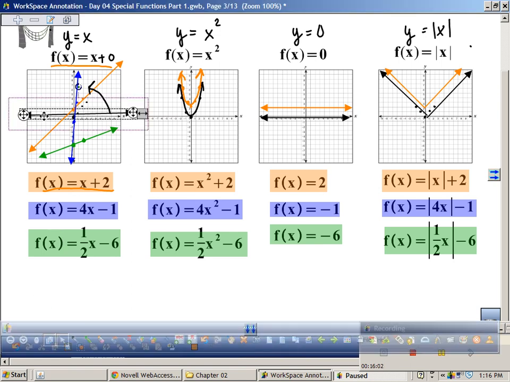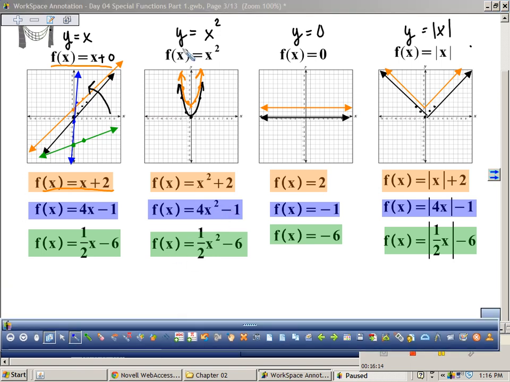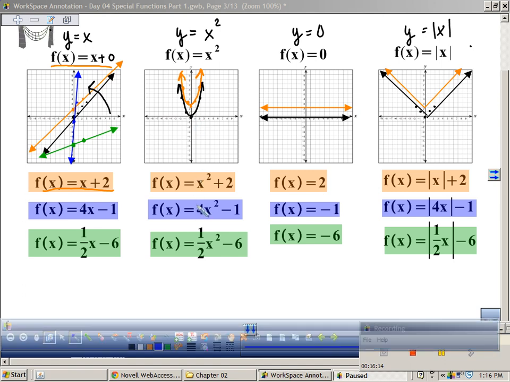All right, let me put my line back where it's supposed to be. It's supposed to be right there, and let's talk about this one over here. So what do you think is going to happen with 4x squared minus 1? This is not going to be to scale. I can't emphasize that enough. We are going to talk about what it looks like. What's going to happen to its vertex? The vertex went up 2 when I added 2. It's going to go down 1. What's going to happen to the shape of the parabola? What do you think? It's going to get thinner.